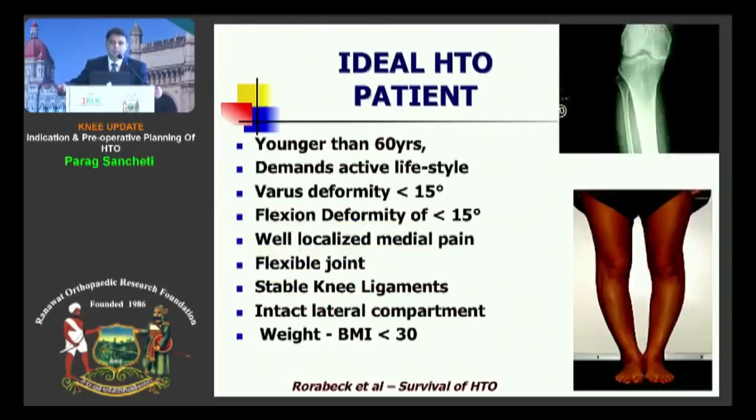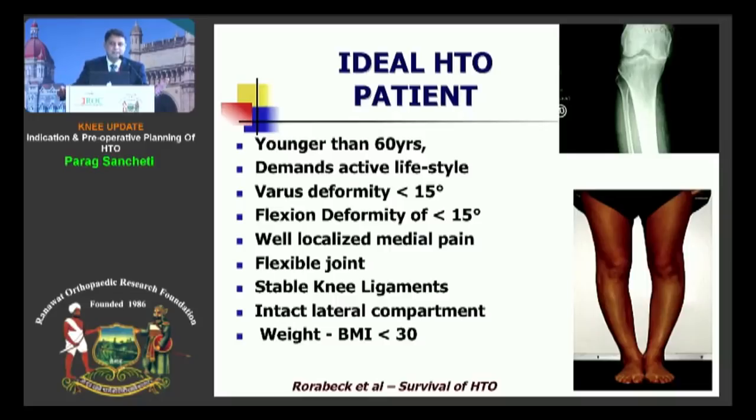And this is also going to reflect in the debate, that the indications for a high tibial osteotomy as compared to a unicondylar are quite similar. I would say an ideal HTO patient would be a younger one who has a more active lifestyle, wants to continue sporting activities, a varus deformity of up to 15 or less, a flexion deformity of less than 15, not more, and well-localized medial joint pain.